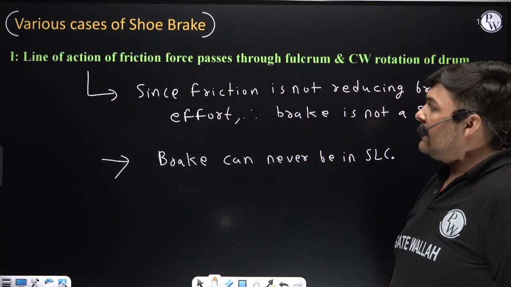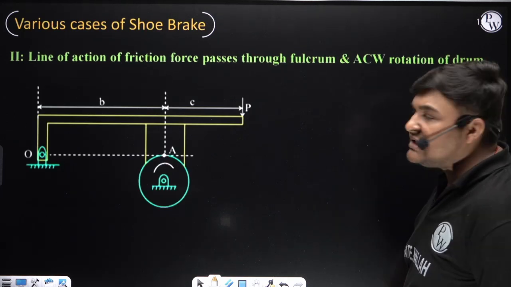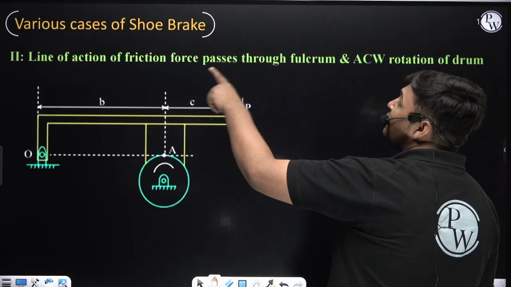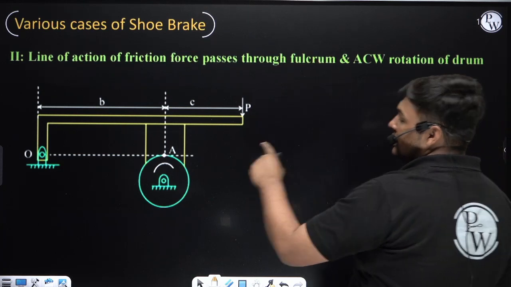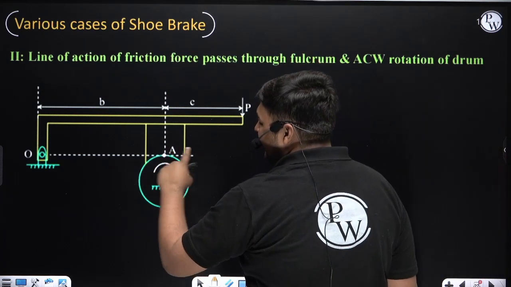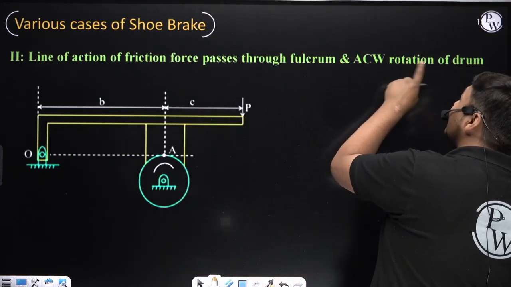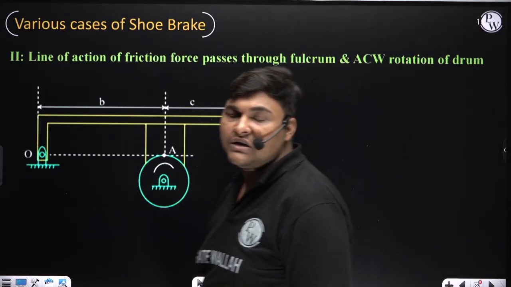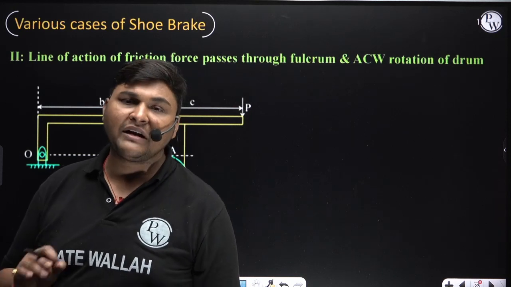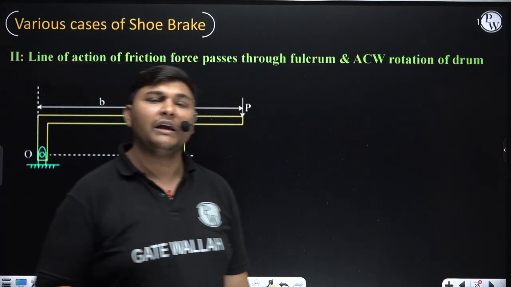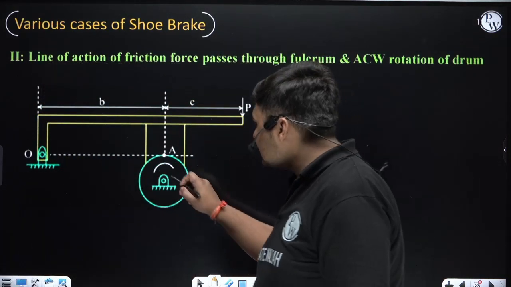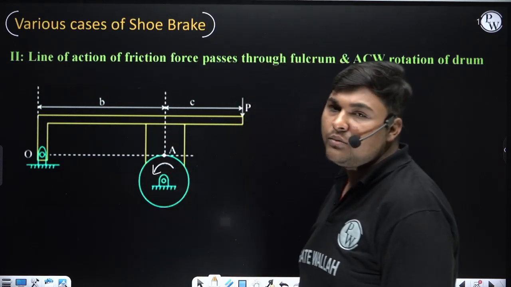Okay, now the second case we will discuss. In this case, again the line of action of friction force passes through fulcrum O. At this point, friction force will act in the horizontal direction, which is passing through fulcrum O, and the drum is rotating anti-clockwise. In the earlier case the drum was rotating clockwise, but now in this case the drum is rotating anti-clockwise. So we are discussing this case for anti-clockwise rotation of the drum.